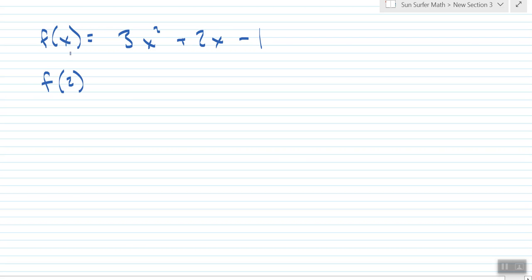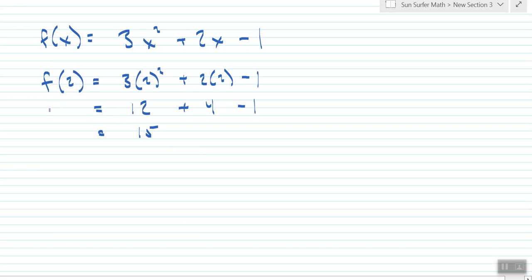So this is telling me that I want to evaluate it at 2. In other words, replace the independent variable x with a 2. So that would look like this. 3 times 2 squared plus 2 times 2 minus 1. And now it's just a matter of simplifying this. So 2 squared is 4 times 3 is 12 plus 2 times 2 is 4 minus 1. 12 plus 4 is 16 minus 1 is 15. So f of 2 is 15.